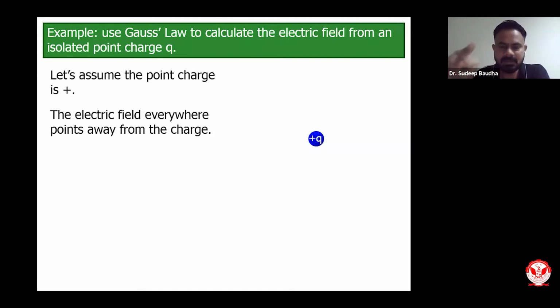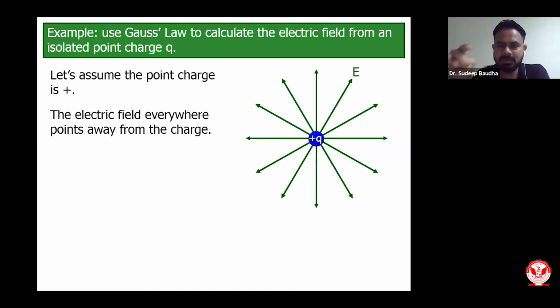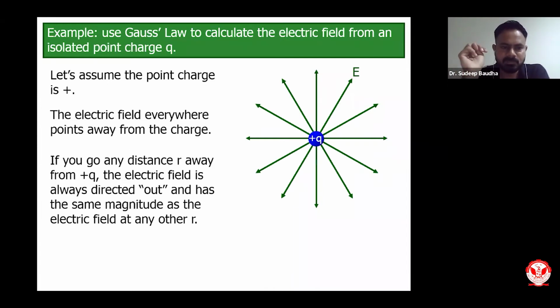For our case, it is positive. So you can see the electric field will be directed away from the point charge. If you have any distance r away from plus q, the electric field is always directed out and has the same magnitude as the electric field at any other r. So that is the standard statement we have already given. So this is the direction of the electric field.